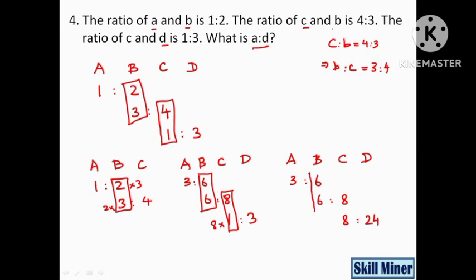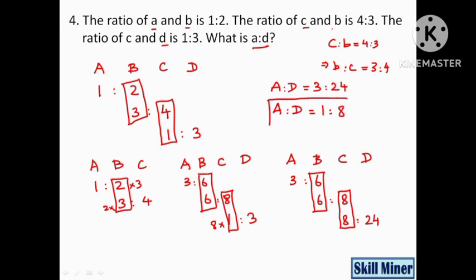So now the B ratio is equal and the C ratio is also equal. Intermediate ratios are equal, so we can write A is to D as 3 is to 24. It will become 1 is to 8. This is our required ratio. 1 is to 8 is the right answer.